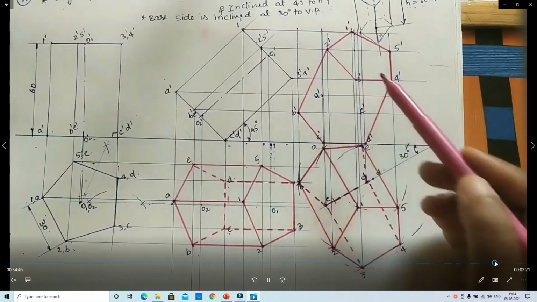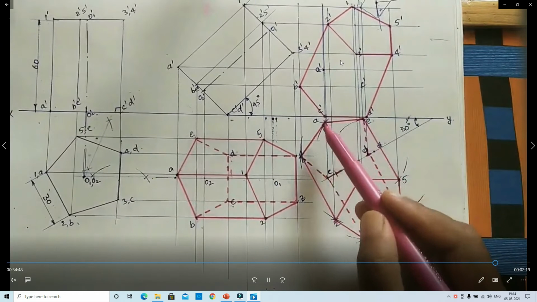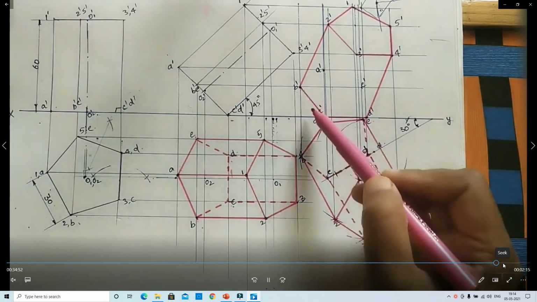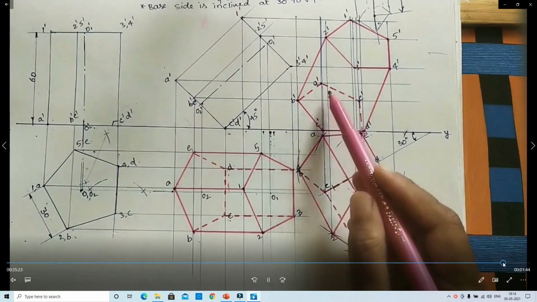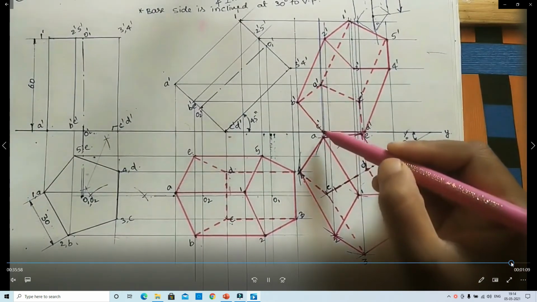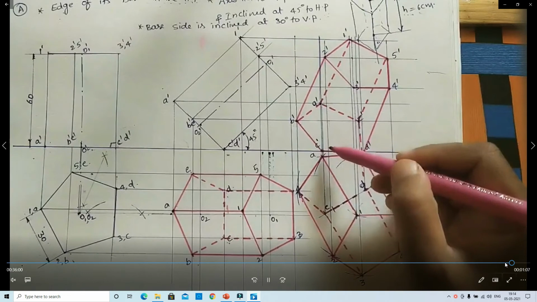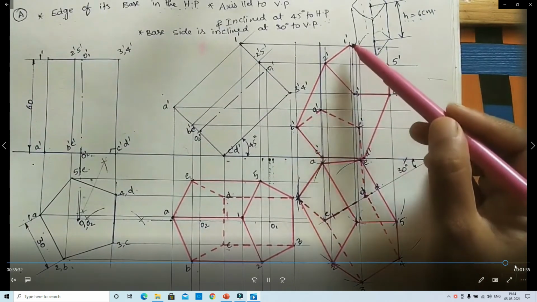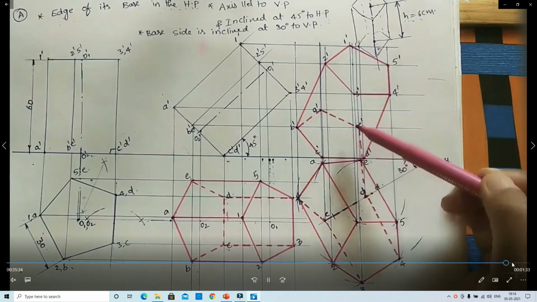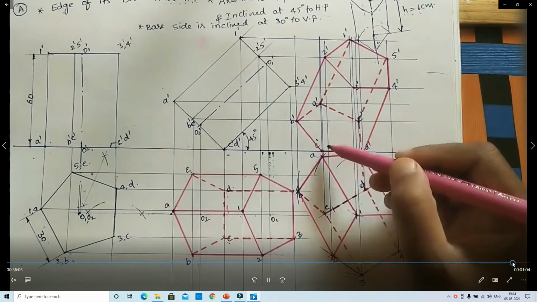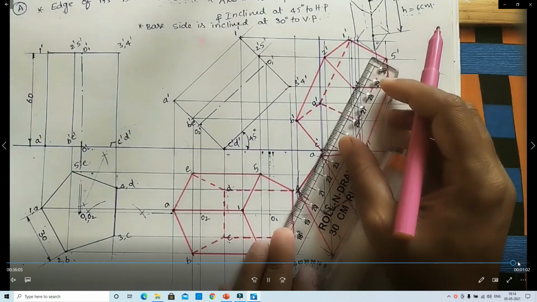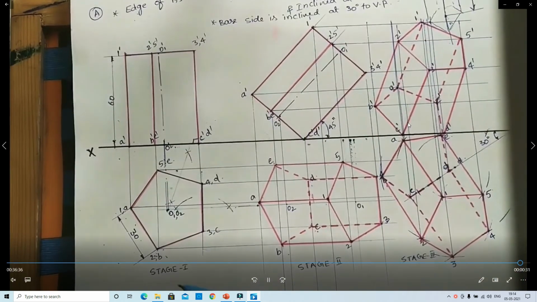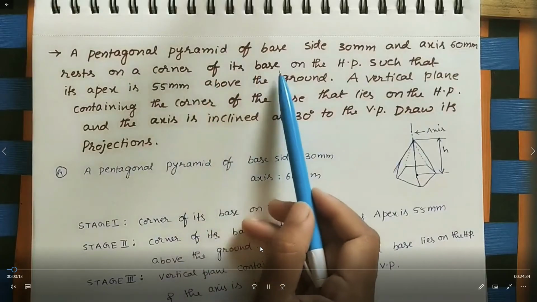In this way you can see the 3D pentagonal prism here, the total 3D pentagonal prism. You identify the points, each point you draw here. Okay. This is the pentagonal prism inclined to both planes. Next problem.